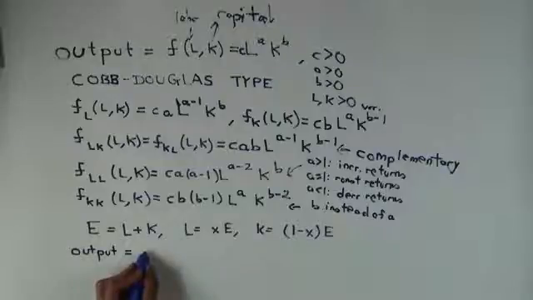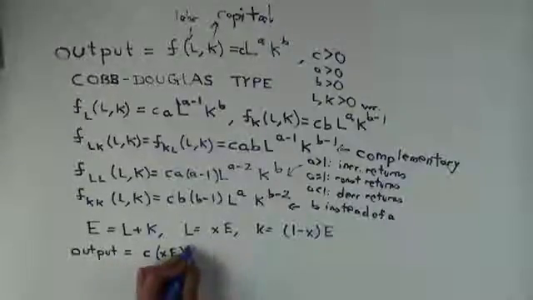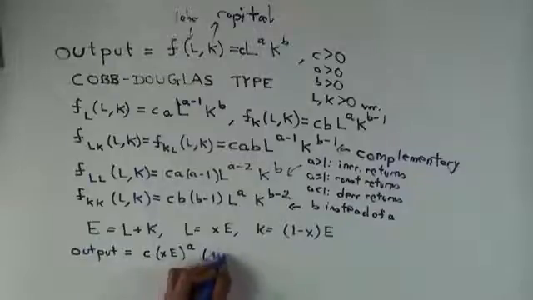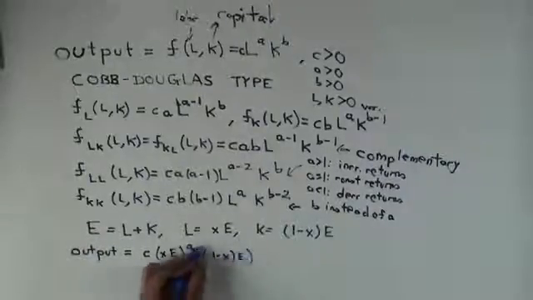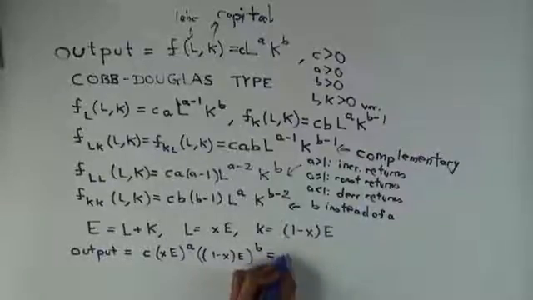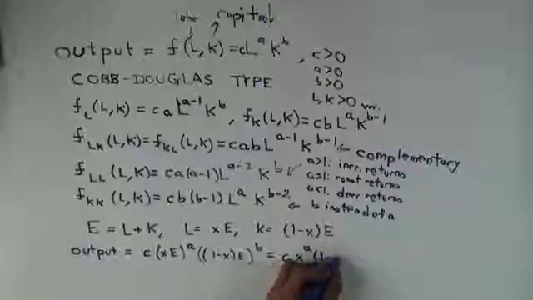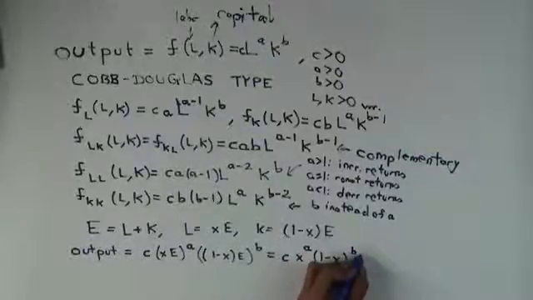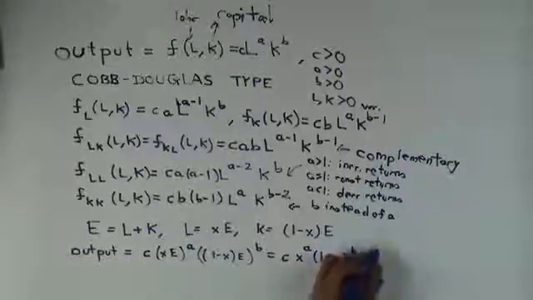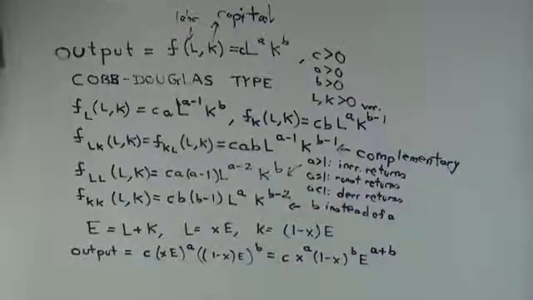What is it? So it's C times (xE) to the A, times ((1 minus x)E) to the B. So that becomes C x to the A times (1 minus x) to the B times E to the A plus B. Oh, sorry. Okay, that's the output function.